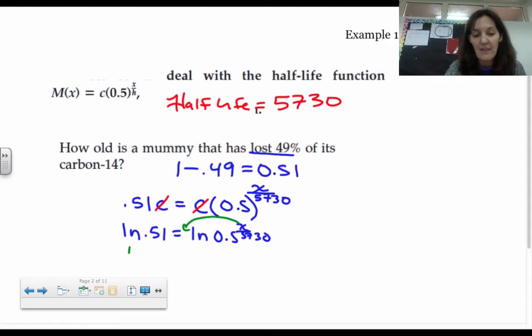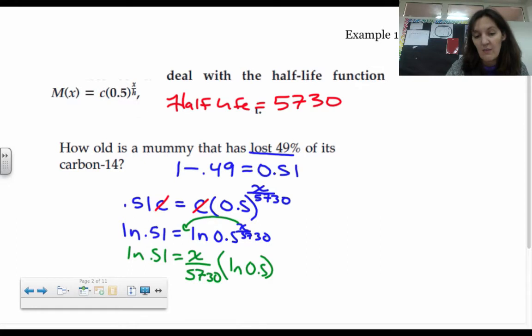Okay, moving the x out of the exponent. Now natural log of 0.51 equals x over 5730, because I moved the entire exponent out, times the natural log of 0.5. Now I can divide both sides by the natural log of 0.5 to get rid of it, so that I'm trying to get my x alone. This is basic algebra, folks. They just have natural logs in there, all these other complex stuff.